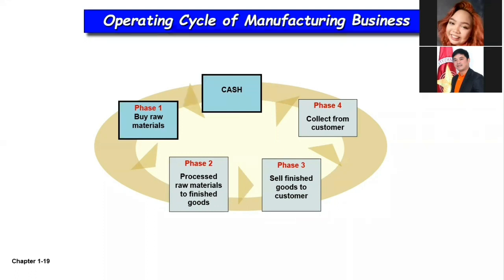Okay, once we have the raw materials, we will proceed with phase 2. These raw mats will be processed to finished goods. Okay, then after that, once completed, we are going to sell the finished goods to the customers, and then we collect from the customers, so we have our cash again. And we will be using our cash again to buy the raw materials, and then again process the raw mats to finished goods, sell the finished goods, collect again, and then paikot-ikot po. Kaya nga we call it cycle. So that's the operating cycle of the manufacturing business.